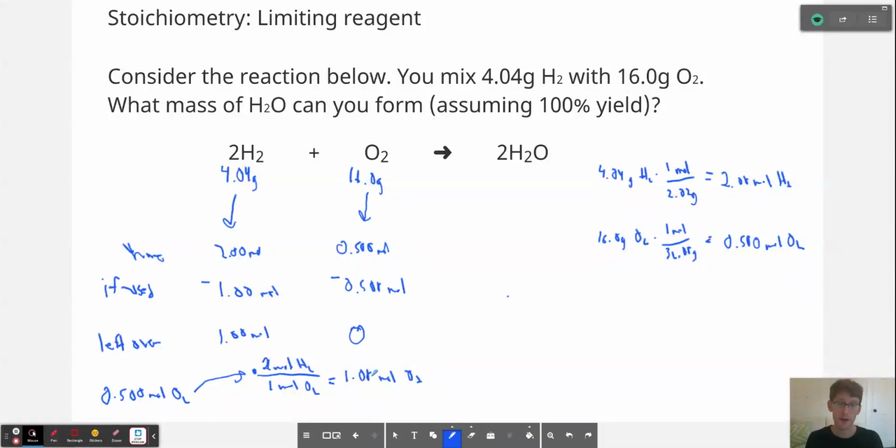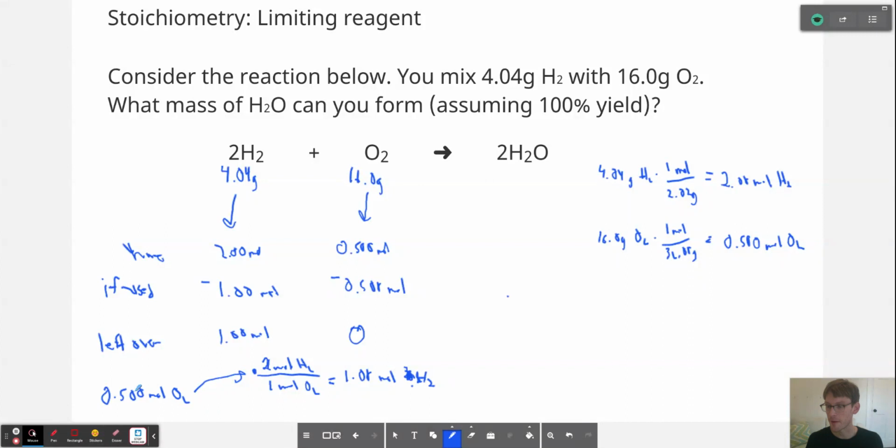You could just multiply this by the molar mass of hydrogen, and you'd find out that there are 2.02 grams of hydrogen left over. Excuse me, I misspoke earlier, this is supposed to be hydrogen. So H2, there we go.